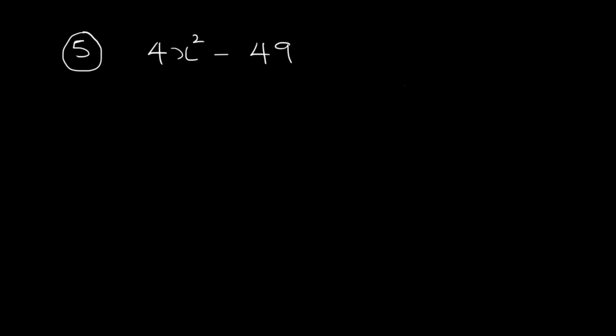Question number 5. 4x squared minus 49. Here, there is no common factor. And notice that 4x squared is a perfect square and 49 is also a perfect square. So, if we find the square root of 4, which is 2, x squared, the square root is x. We are going to put them all squared. Minus 49, the square root of 49 is 7. And we are going to square it.